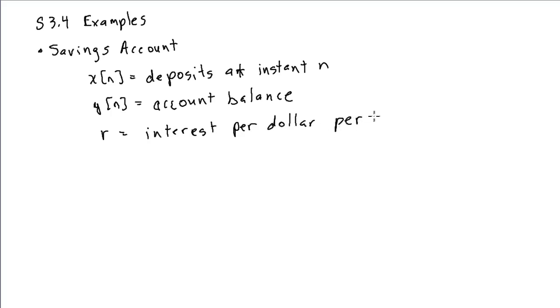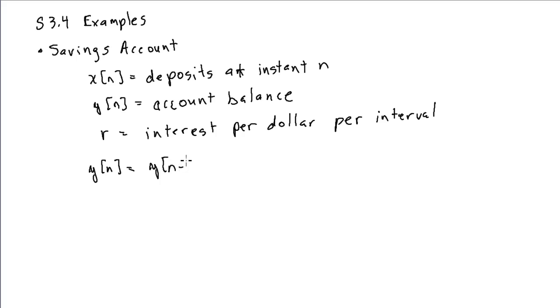per interval. So this might be, on a yearly basis, in which case, n equals 0 would be our starting year, and then when n is equal to 1, it's a year later. Or we could do it on a daily basis or a monthly basis, depending on how we defined our interest rate.